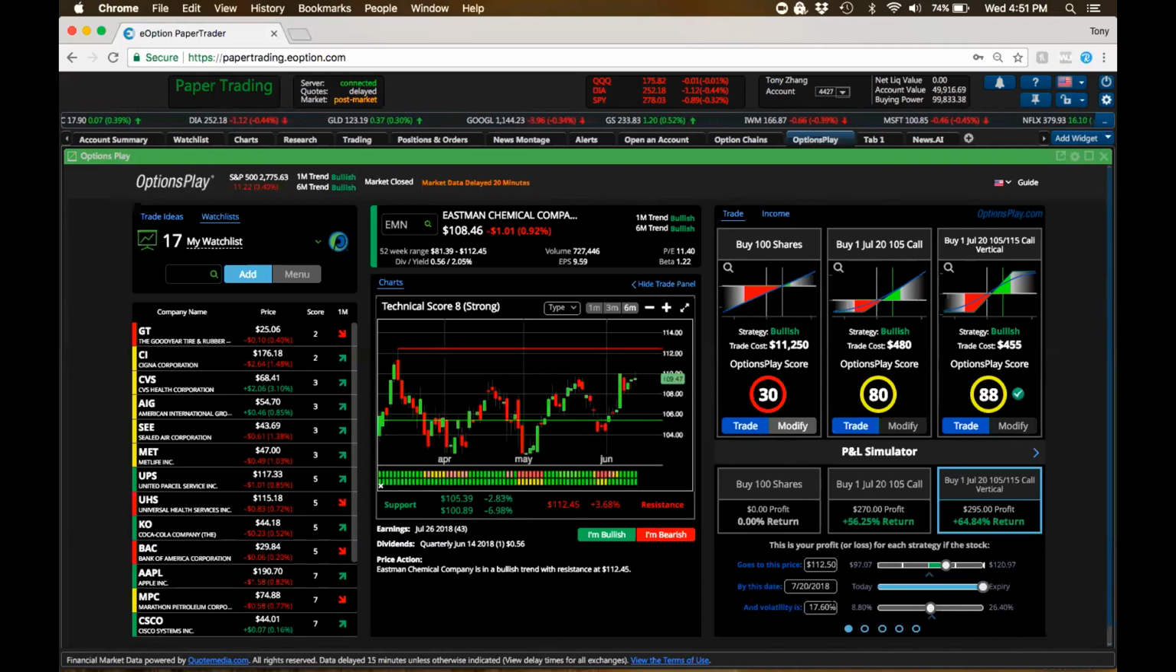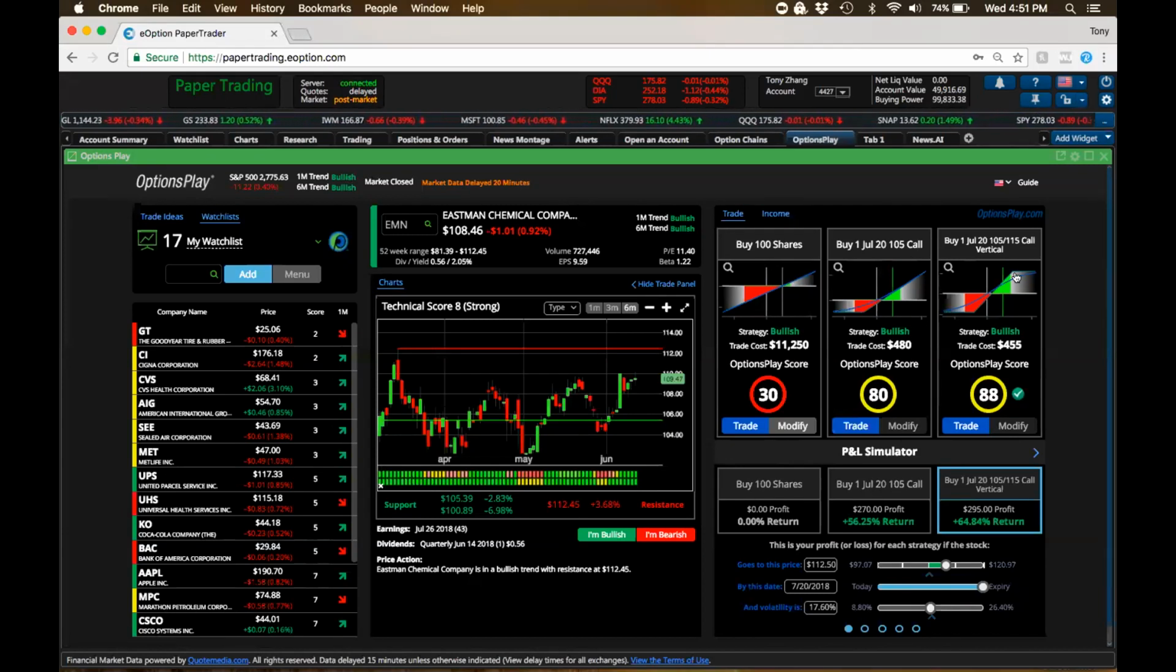So here, if you had bought the stock, it says you make a 0% return, because again, that's based on after hours bid ask. But if you had bought this call option, you make a 56% return. So I would imagine that if you had bought the stock, you'd be up about 3% or 4%. But if you bought this call option, you'd be up 56%.